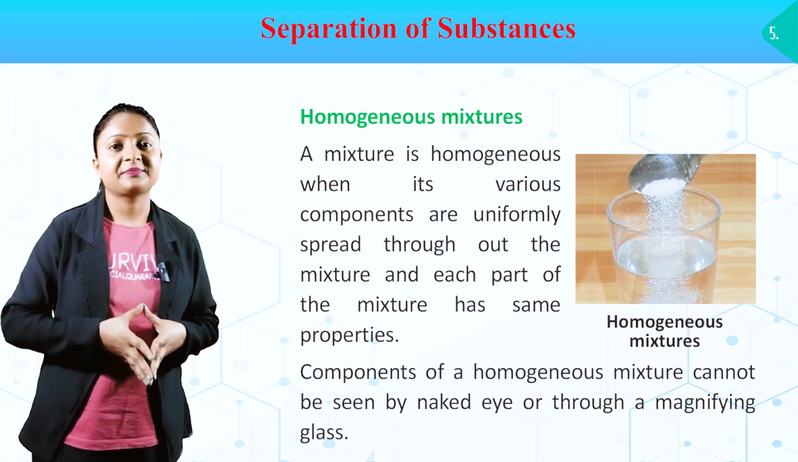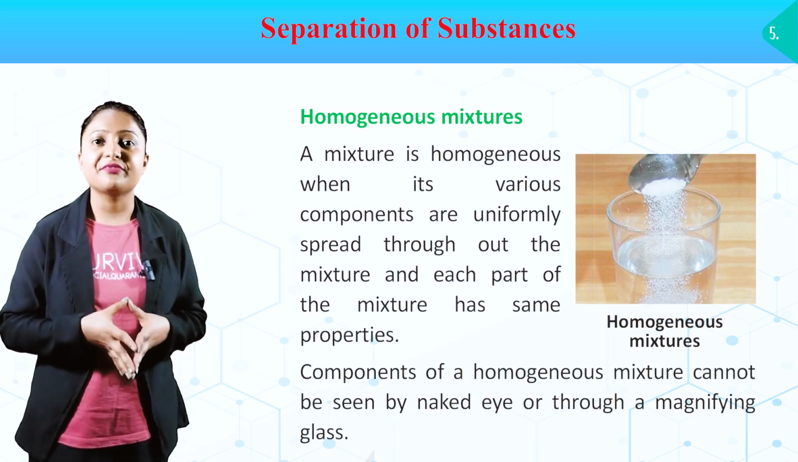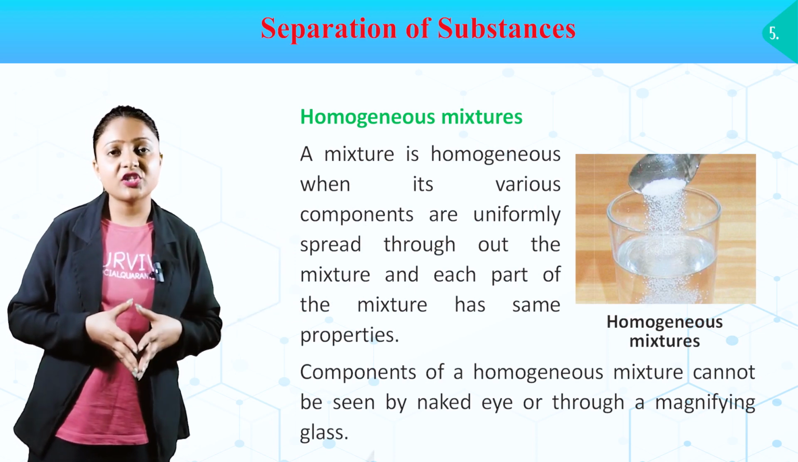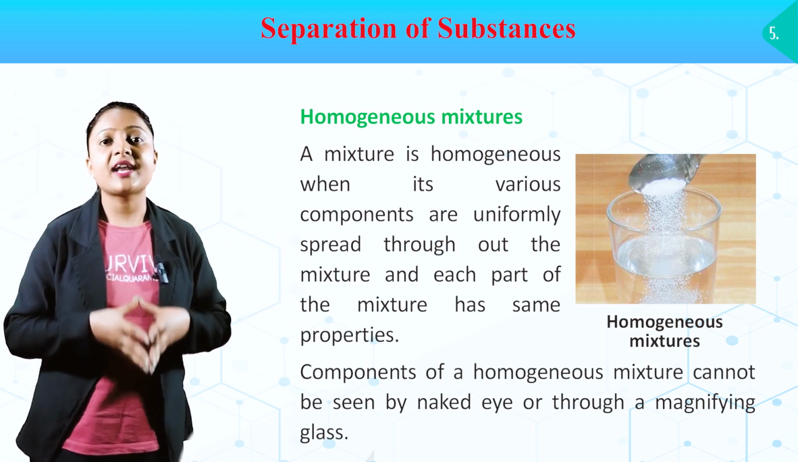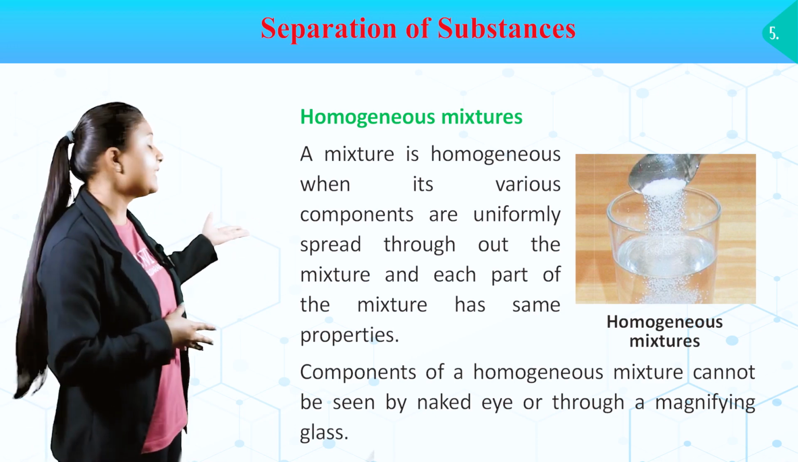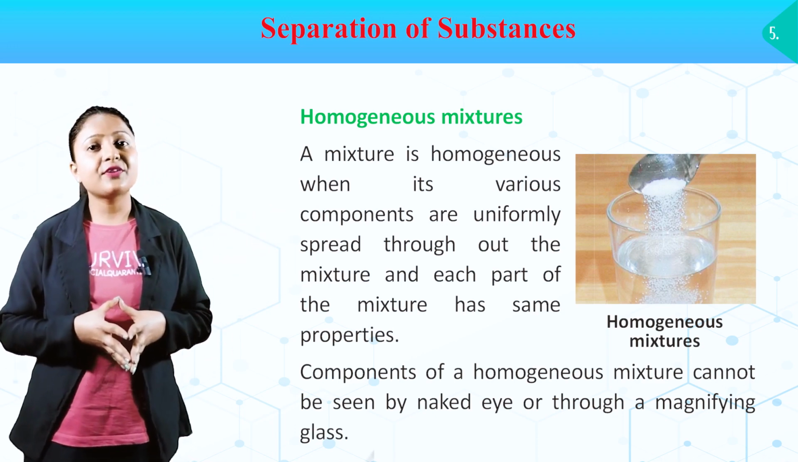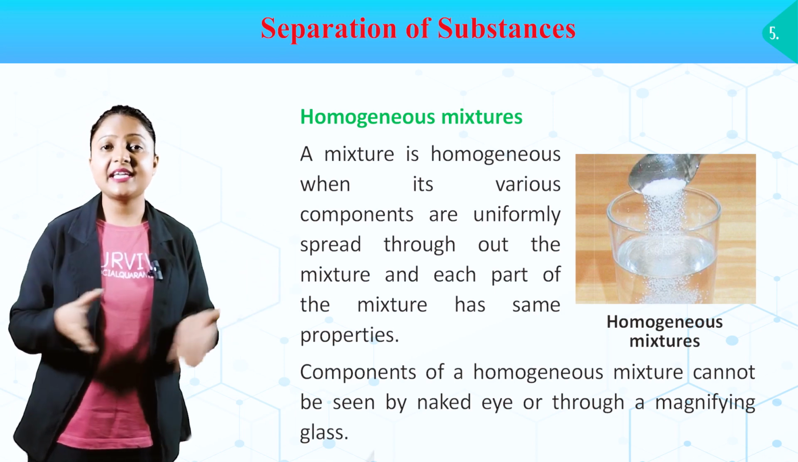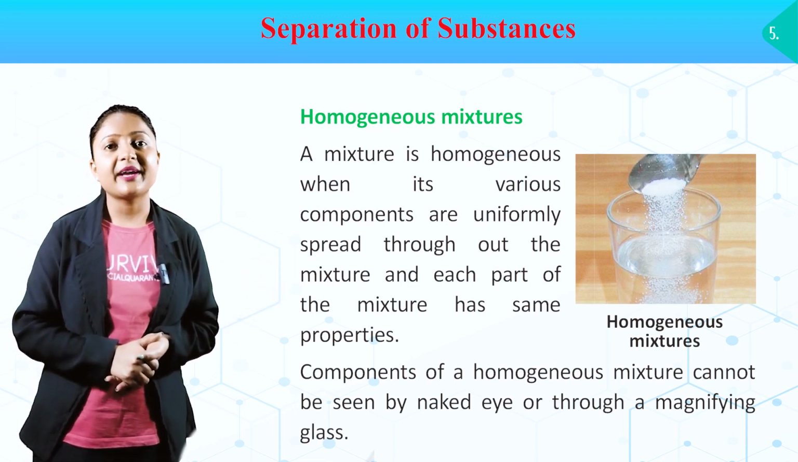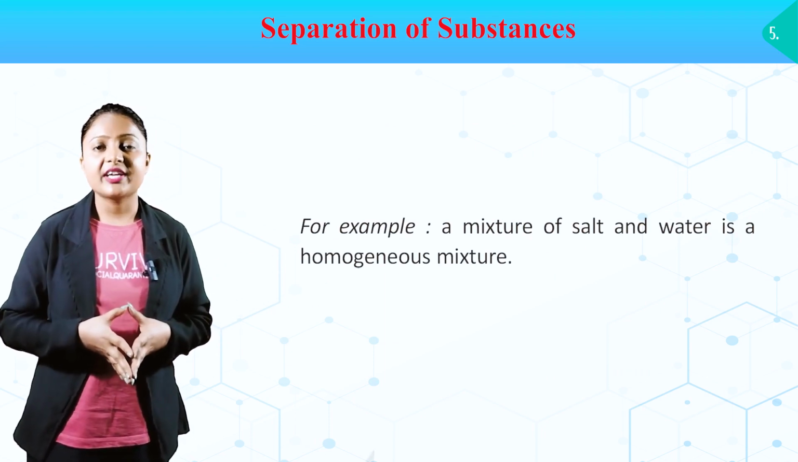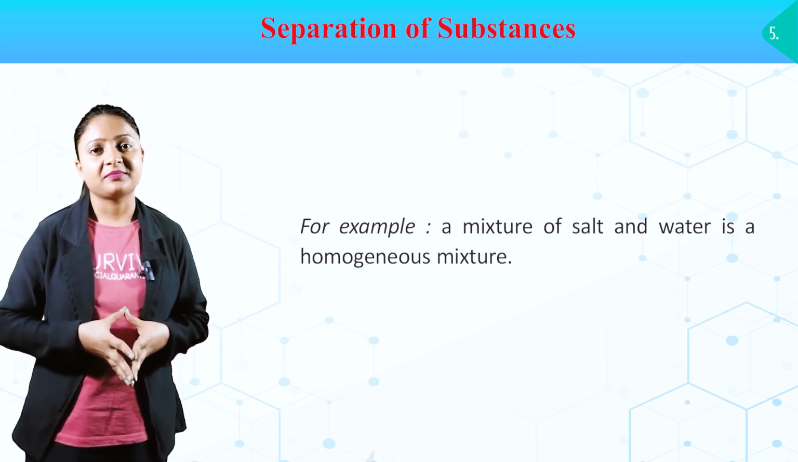Homogeneous mixtures. A mixture is homogeneous when its various components are uniformly spread throughout the mixture and each part of the mixture has the same properties. In this image, you can see a homogeneous mixture. Components of a homogeneous mixture cannot be seen by naked eye or through a magnifying glass. For example, a mixture of salt and water is a homogeneous mixture.